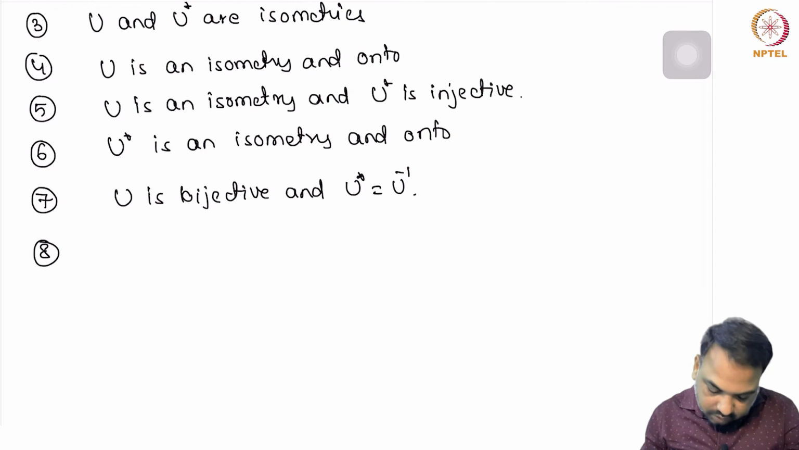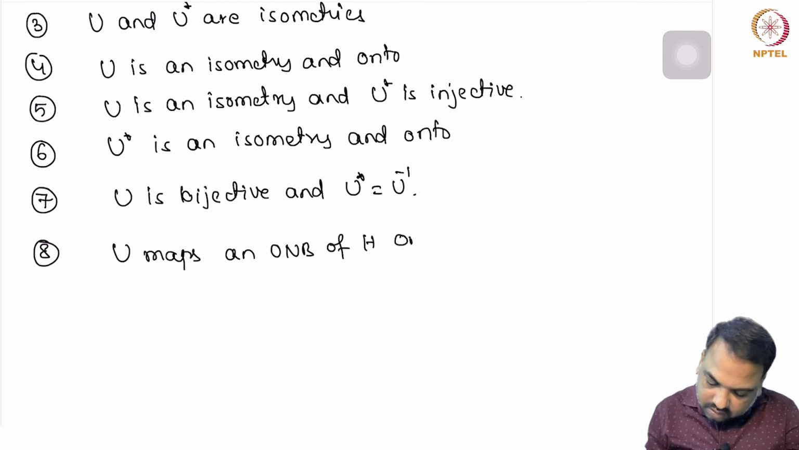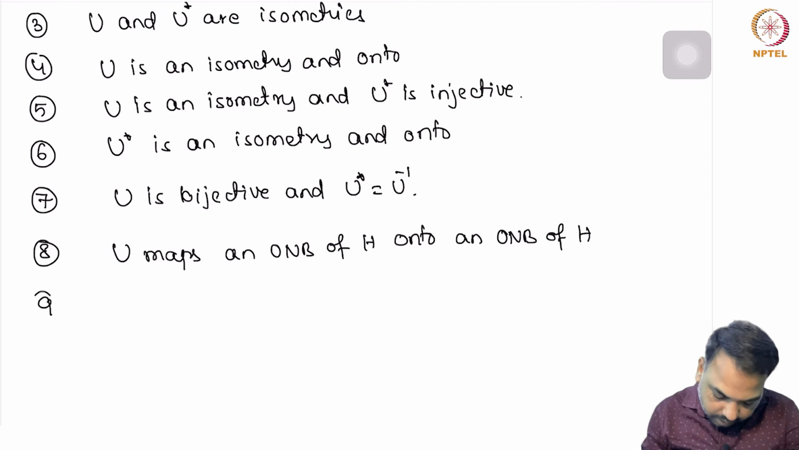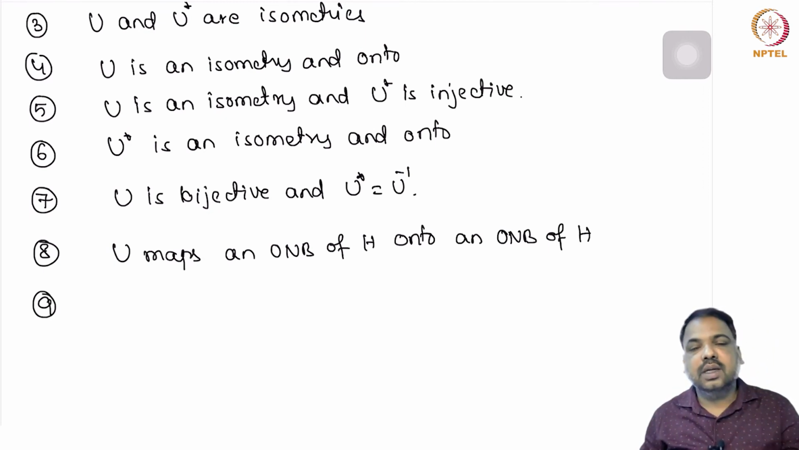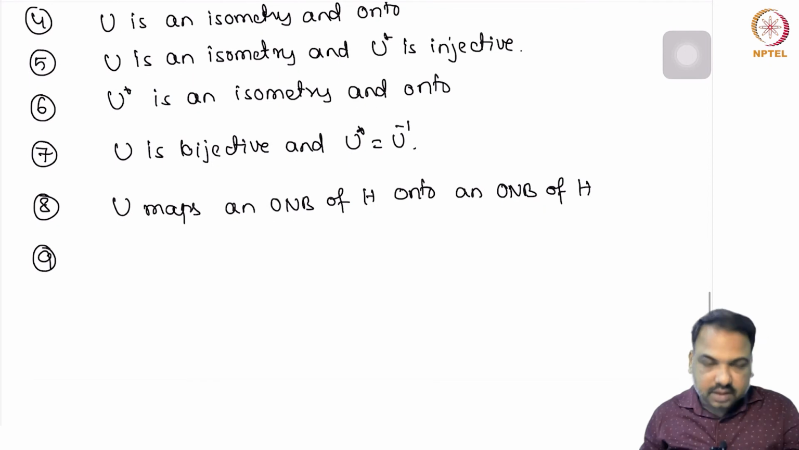Eighth condition is U maps an orthonormal basis of H onto an orthonormal basis of H. This we can get from the characterization of isometries, because unitary is nothing but isometry plus onto, and isometry maps orthonormal basis into an orthonormal basis of range of T, because it is onto here. So we can conclude that U maps orthonormal basis of H onto an orthonormal basis of H.